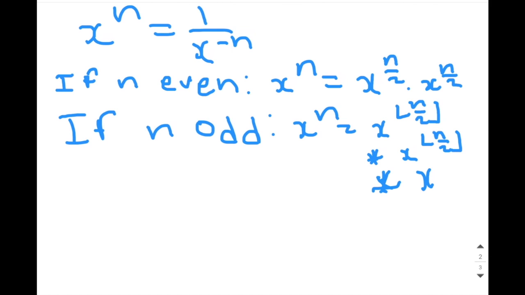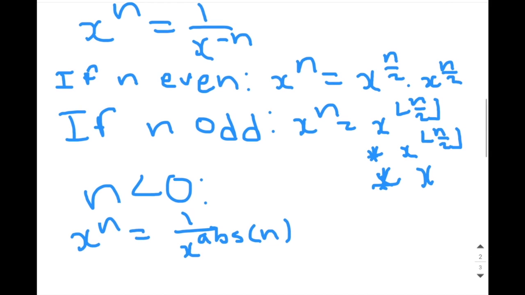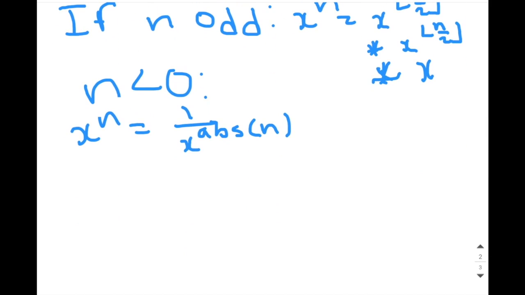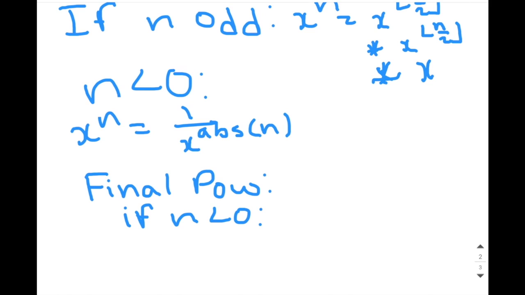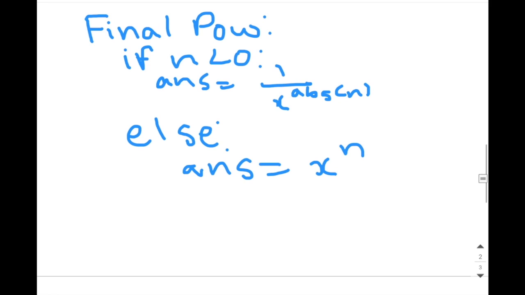What we're going to do here is split up our case into a few main cases. Our first main case is that if n is less than 0, then x to the n is equal to 1 over x to the absolute value of n. So in this problem, we can write our large function called final pow, which returns the value of, if n is negative, then it will return the value of our answer to be 1 over x to the power of absolute value of n. Otherwise, if n is greater than 0, then our answer is simply x to the power of n.